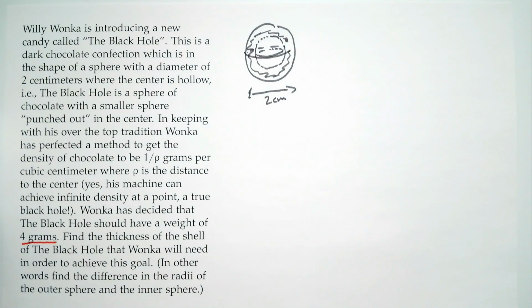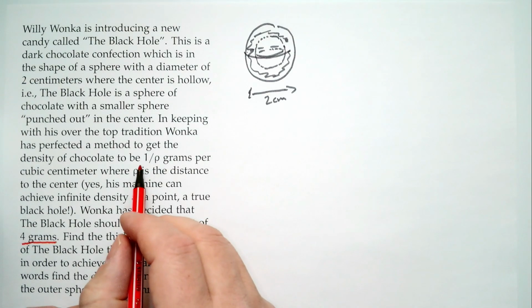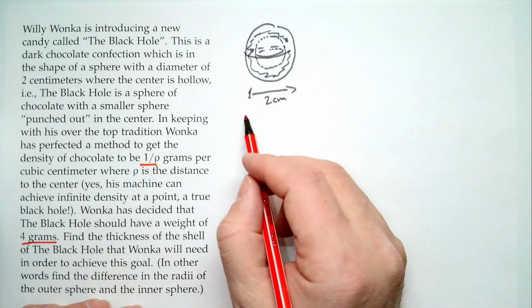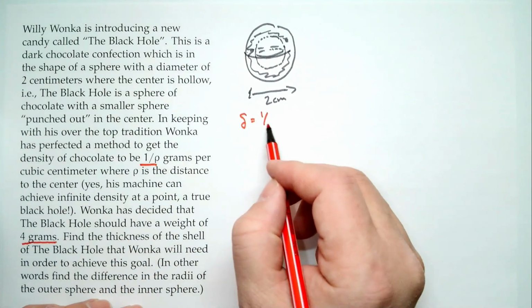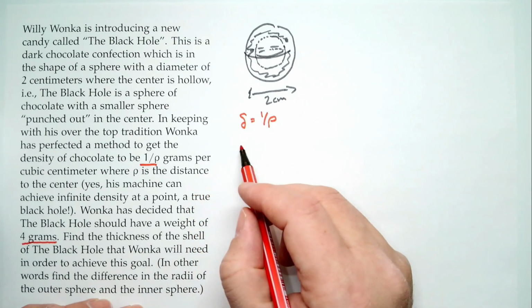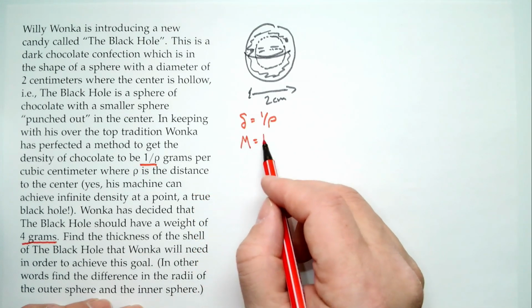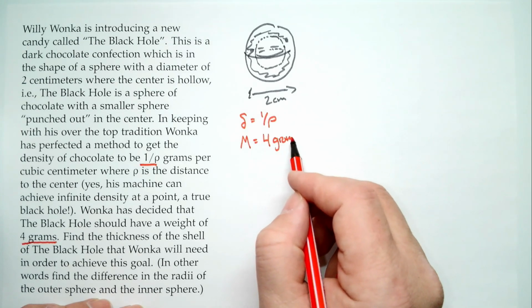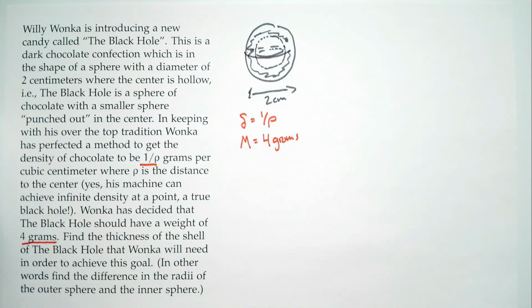All right. So, there's one thing I didn't write down, which I should. We know our density at any given point is 1 over rho, where rho is the distance to the center. And we want our mass, which is our stand-in for our weight, to be 4 grams. Now, looking at this problem, it says, all right, what are we trying to find? Well, we're trying to figure out how do we make this candy weigh exactly 4 grams. So we're after setting the parameters of the shape.